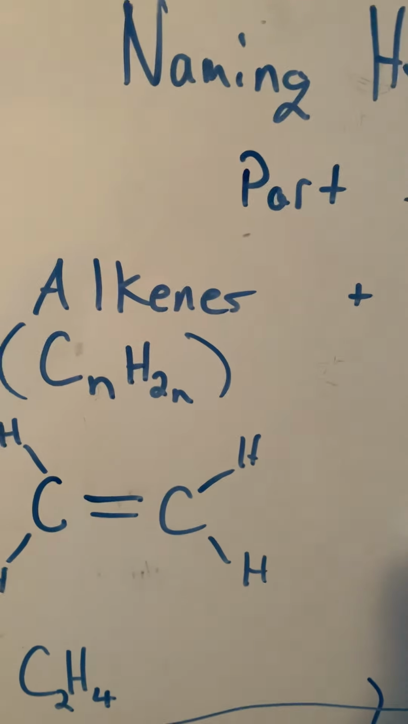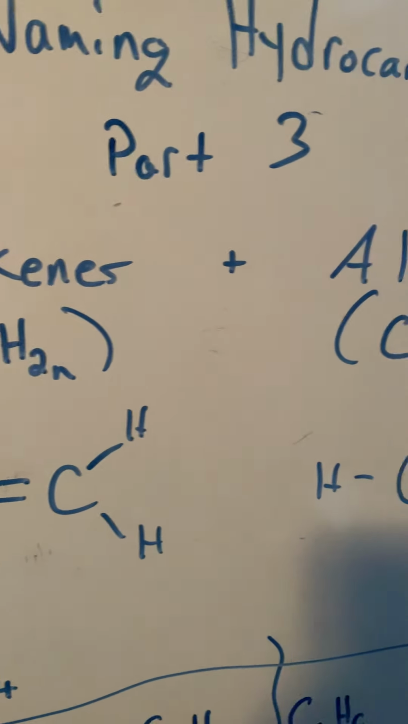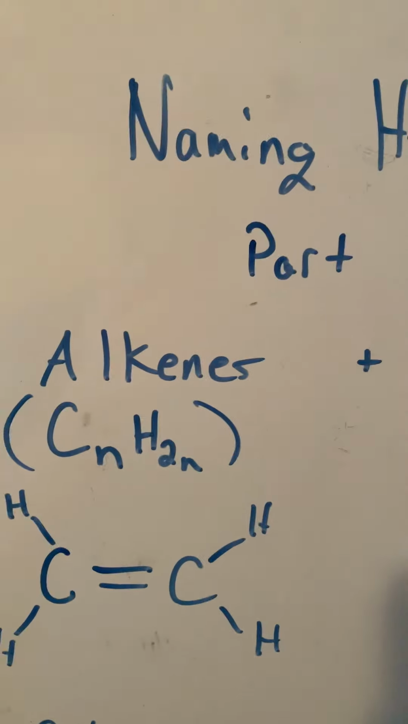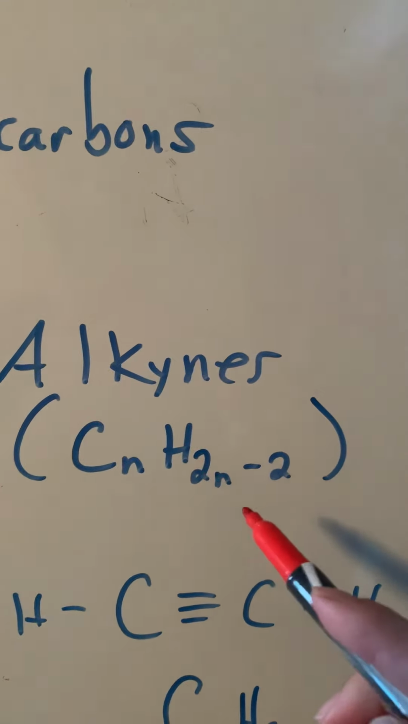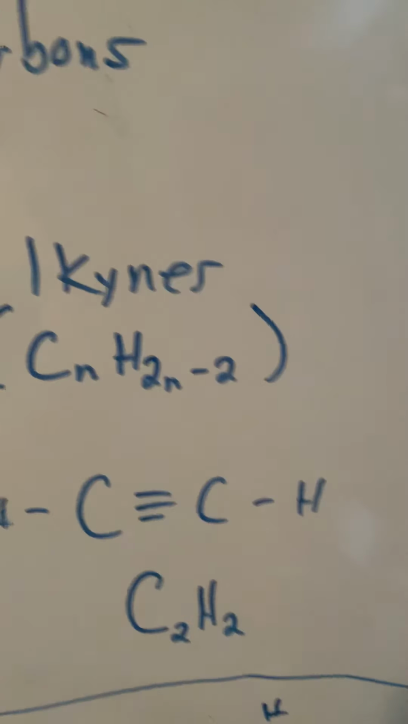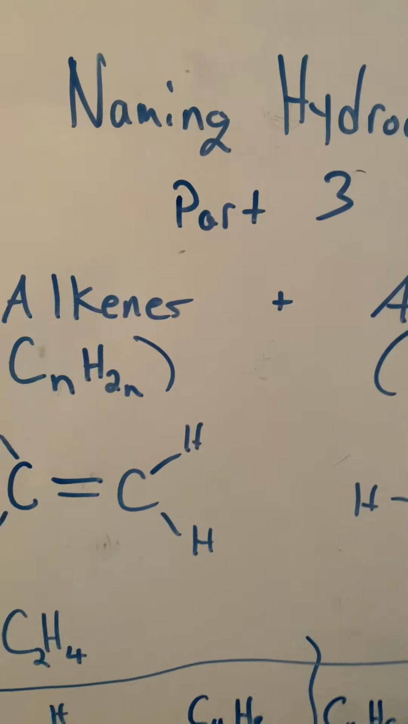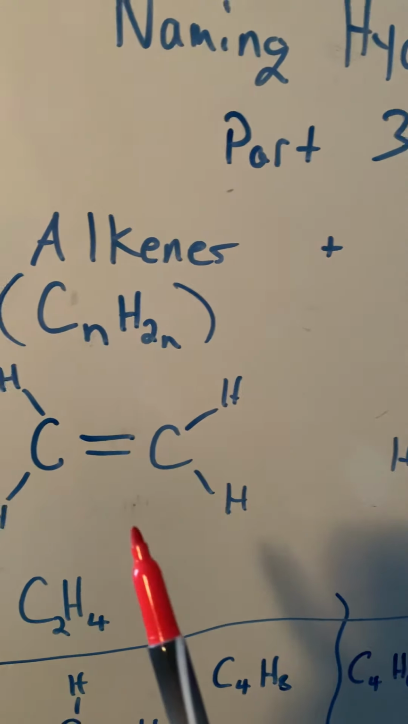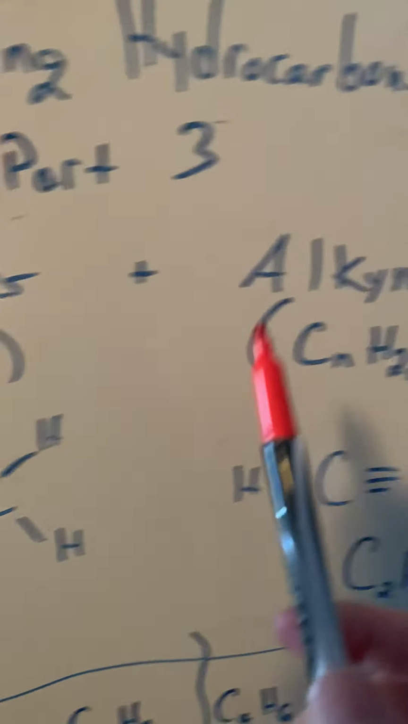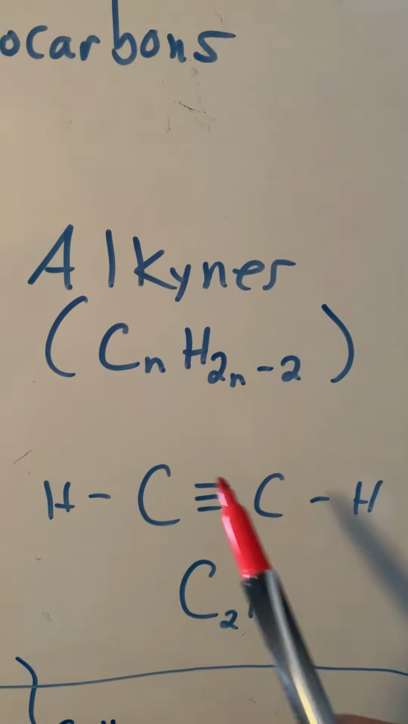If you remember, alkanes were CnH2n plus 2. Now alkynes follow CnH2n minus 2. Now here's the thing with alkenes and alkynes. Alkenes will have at least one double bond. Alkynes have one triple bond.